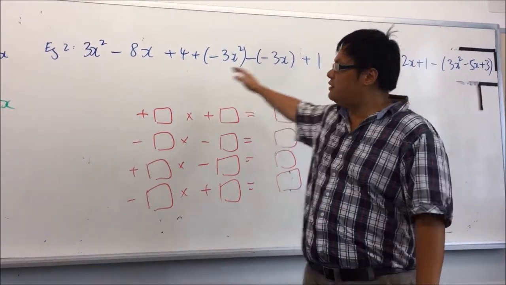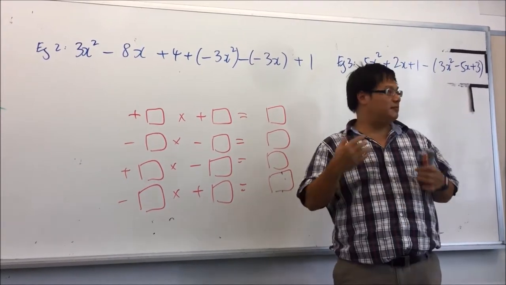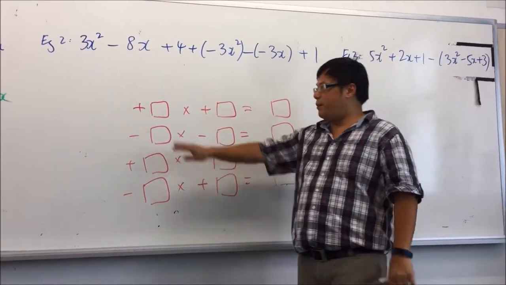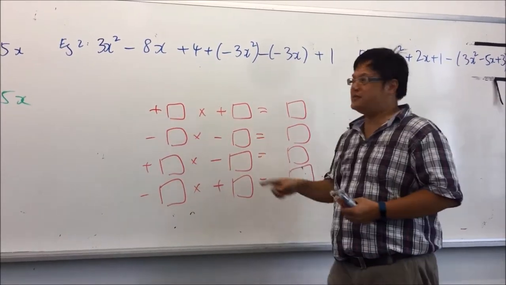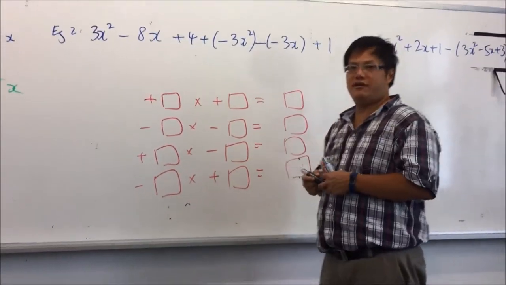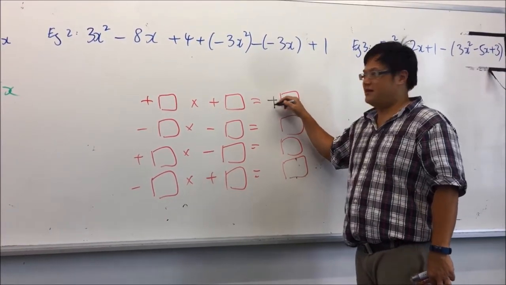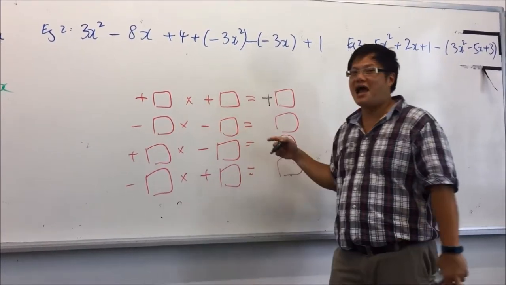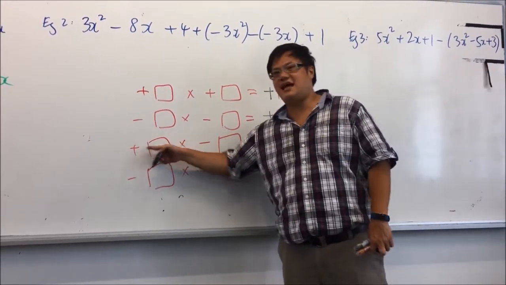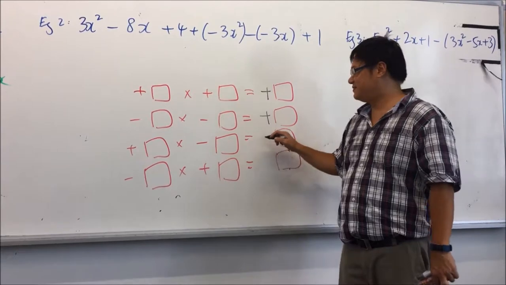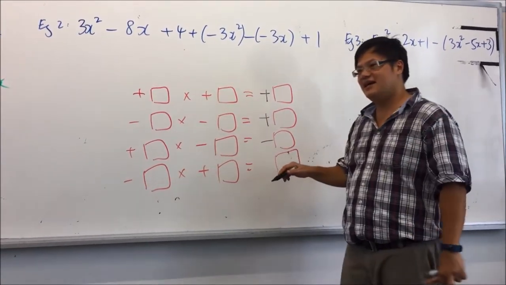Okay, so over here, before we attempt example 2, I give you guys time to try. Before we do that, let us recall what we did in primary school. When you multiply, a positive term, plus times plus, positive times positive. When the signs are the same, what do you have? Positive or negative? Plus. Minus times minus? Plus. Plus times minus? Minus. Minus times plus is? Minus.